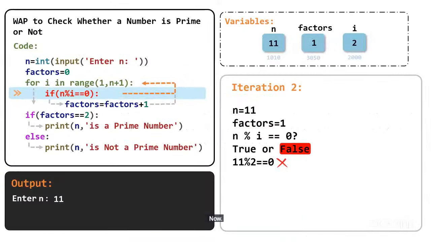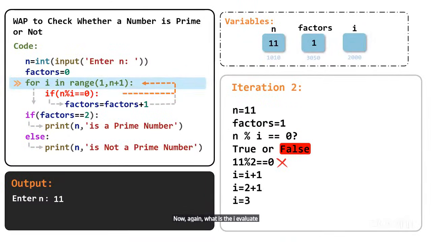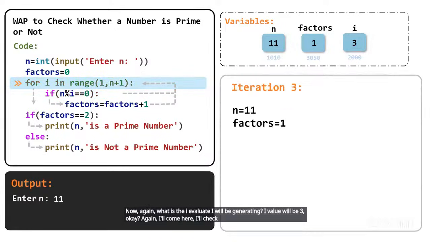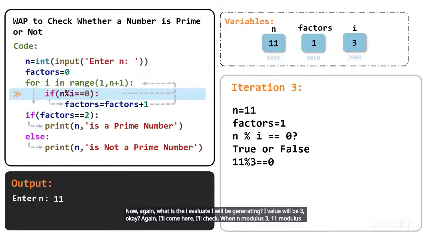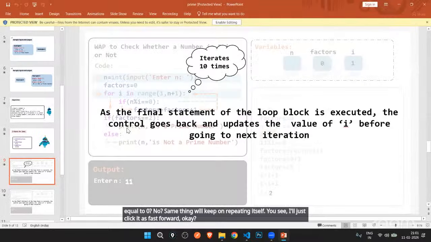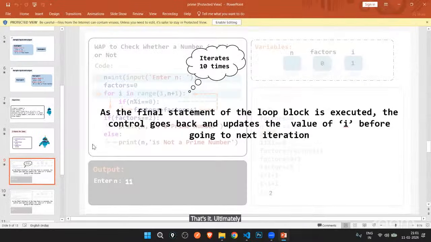Now again, what is the I value that I will be generating? I value will be 3. Okay. Again, I'll come here, I'll check. When n modulus 3, 11 modulus 3, is it equal to 0? No. Same thing will keep on repeating itself. You see, I'll just click it as fast forward. Okay. That's it. Ultimately, the factors will be 2 only.